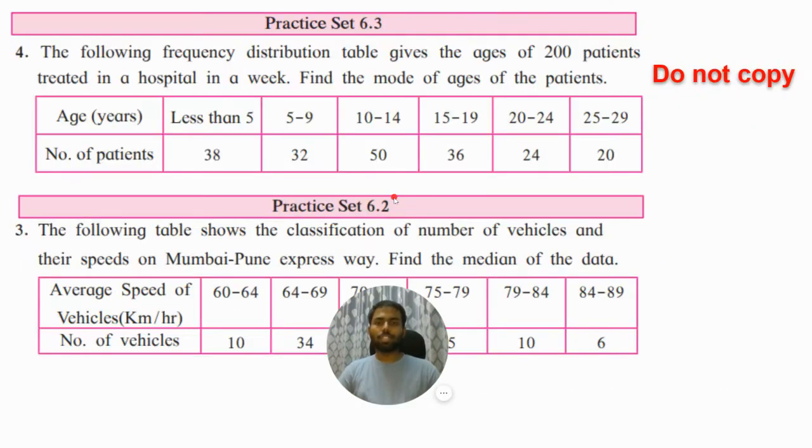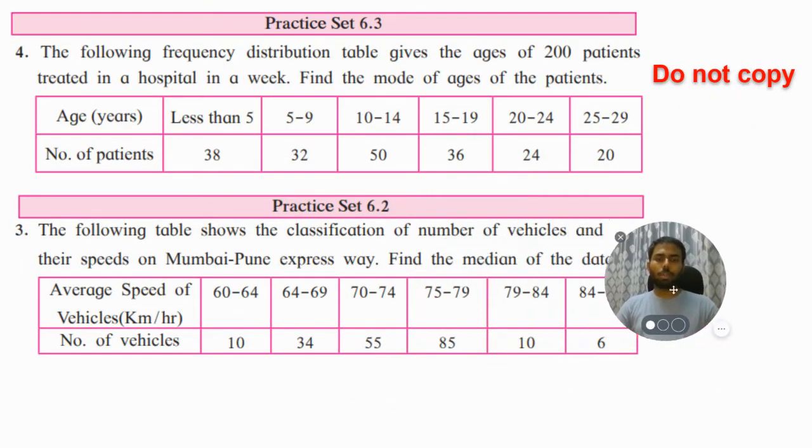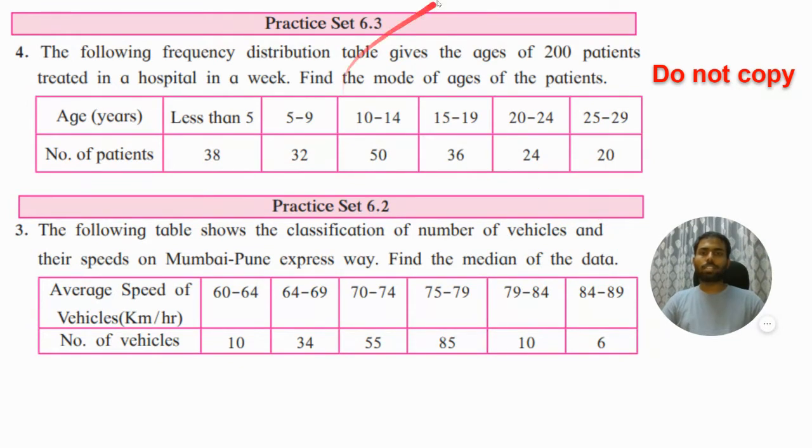Okay. So 2 sums were remaining from our previous practice sets. Practice set 6.3 fourth sum was remaining, and practice set 6.2 third sum was remaining. 6.3 is about modes and 6.2 is about medians. Okay. So we're going to complete these 2 sums today. So let us begin with our first sum, which is fourth sum of practice set 6.3.